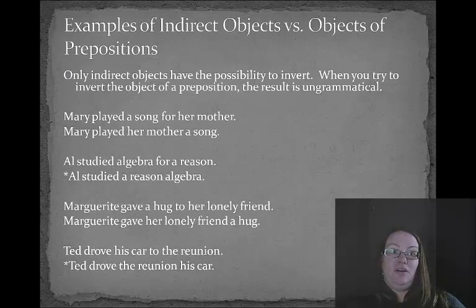Here is some additional information. Okay? Only indirect objects have the possibility to invert. When you try to invert the object of a preposition, the result is ungrammatical. Mary played a song for her mother. Mary played her mother a song. Acceptable. Al studied algebra for a reason. Al studied a reason algebra. Not acceptable. So even though for her mother and for a reason look very similar, only one of them is an indirect object. The other is an object of a preposition.